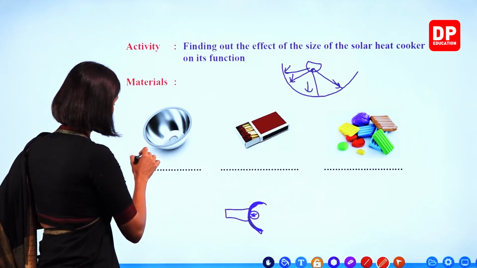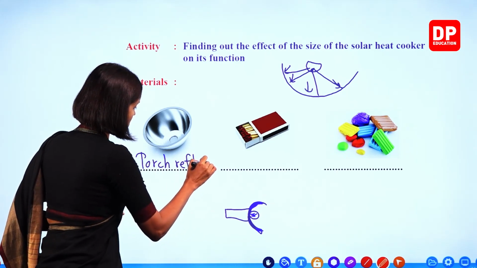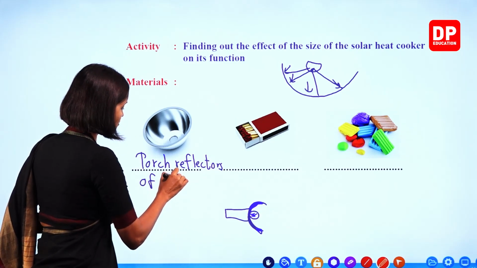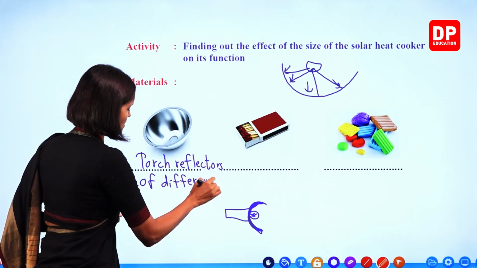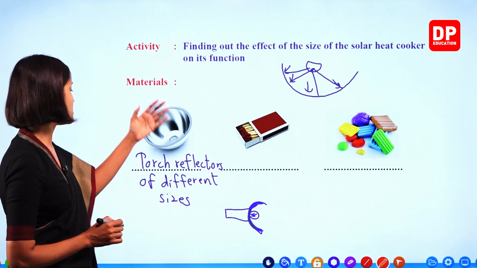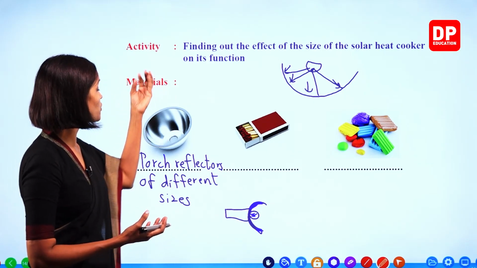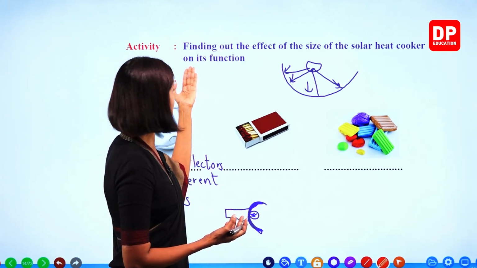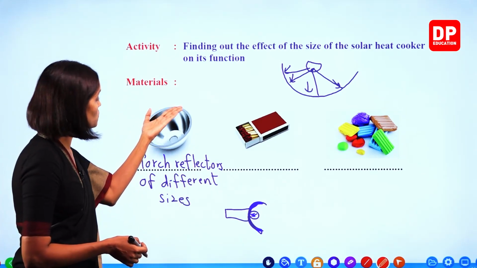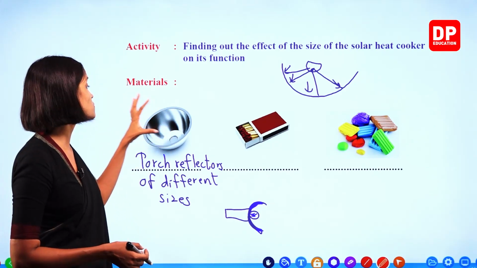Okay, so we need different sized torch reflectors. Right? We will write: torch reflectors of different sizes. We need different sizes because we are going to find out the effect of the size of the solar thermal cooker on its function. So we are going to use these different size solar torch reflectors as our solar thermal cookers.